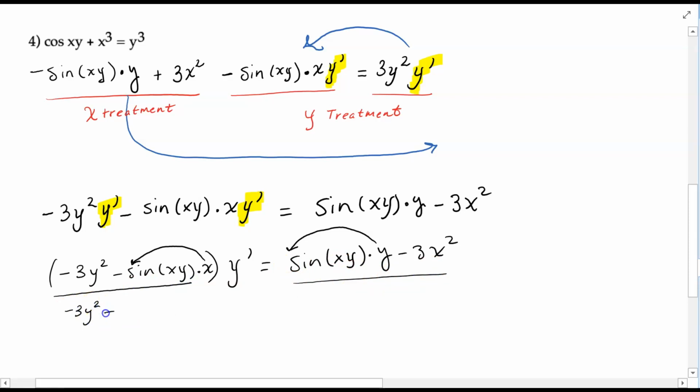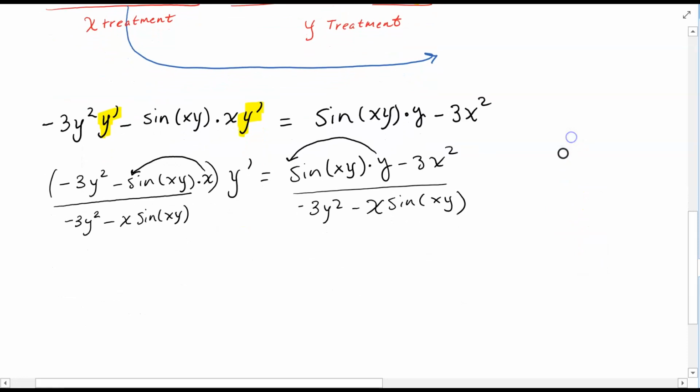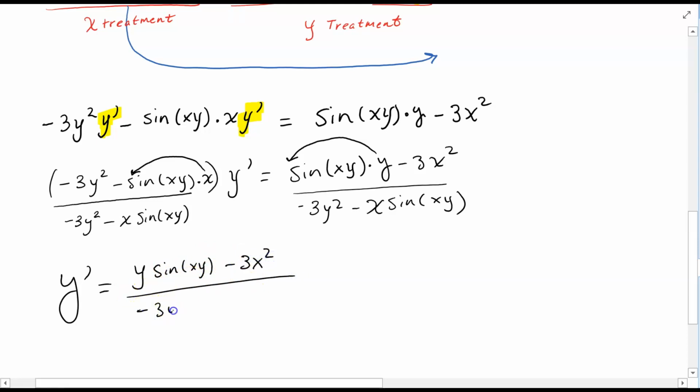So let's just do it already. Move the x in the front, just like that, and divide on both sides. Okay. And so, let's move this page just a little bit. I have my y prime equal to y sine of xy minus 3x squared divided by negative 3y squared minus x times the sine of xy, something like that.